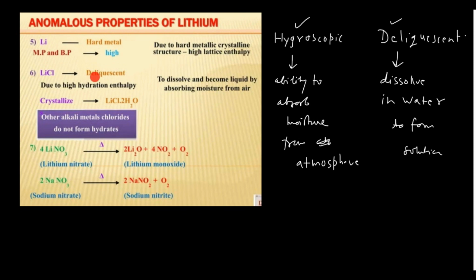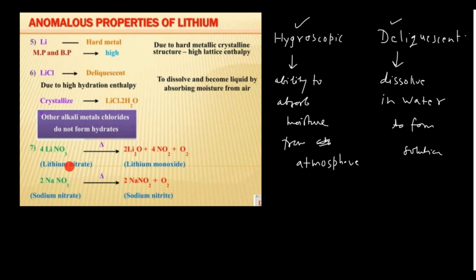So this LiCl is deliquescent in nature. That means it will absorb the moisture and get completely dissolved and form a solution, while sodium chloride NaCl is hygroscopic. It will absorb the moisture, but it will never form the solution. And why does this happen? Due to the very high hydration enthalpy.